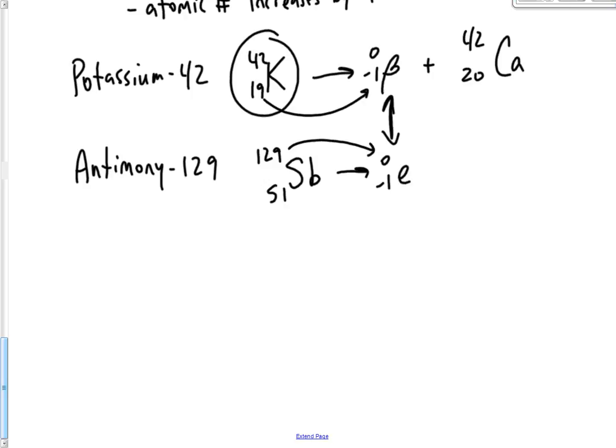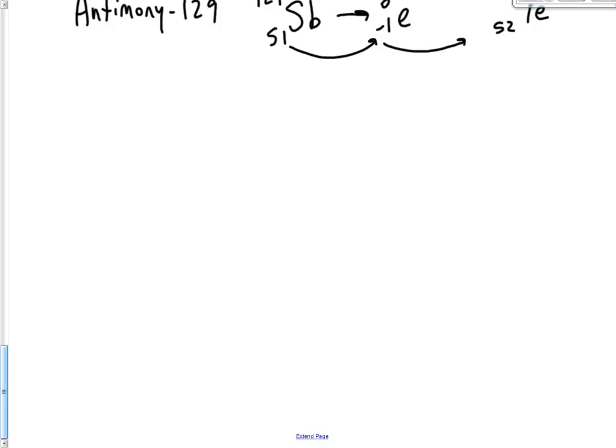129 minus 0 is going to give us 129 again. 51 minus a -1 is essentially 51 plus 1, which is going to give us 52. Look at your periodic table. Number 52 is tellurium, Te. Okay, that's beta decay. Let's go over gamma radiation.